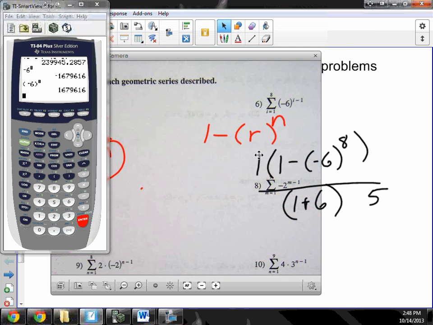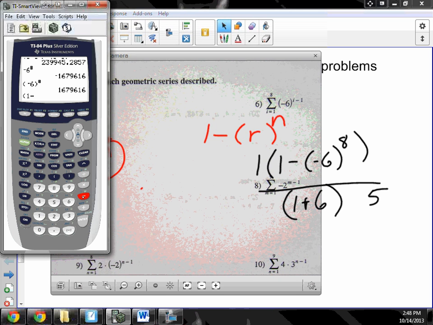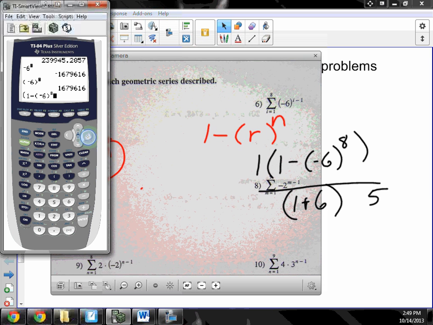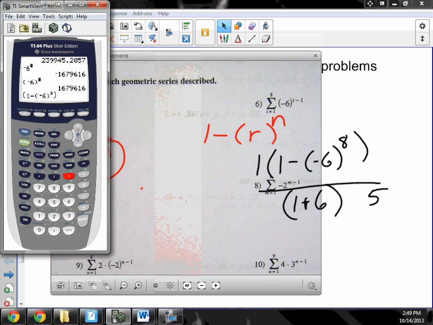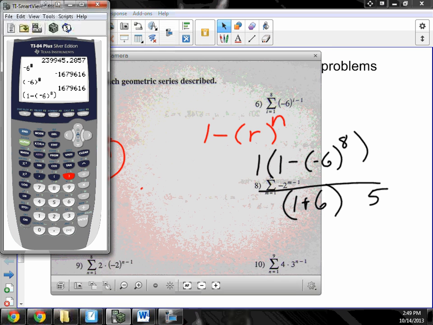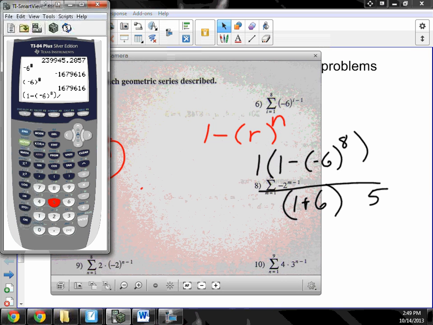Okay, so 1 minus parenthesis negative 6 to the 8th parenthesis. That's what it should look like, because you're going to subtract negative 6 to the 8th, but negative 6 to the 8th is a positive number. So when you subtract, it becomes negative. And now, because Chaseley's lazy like me, I'm just going to divide by negative 5.